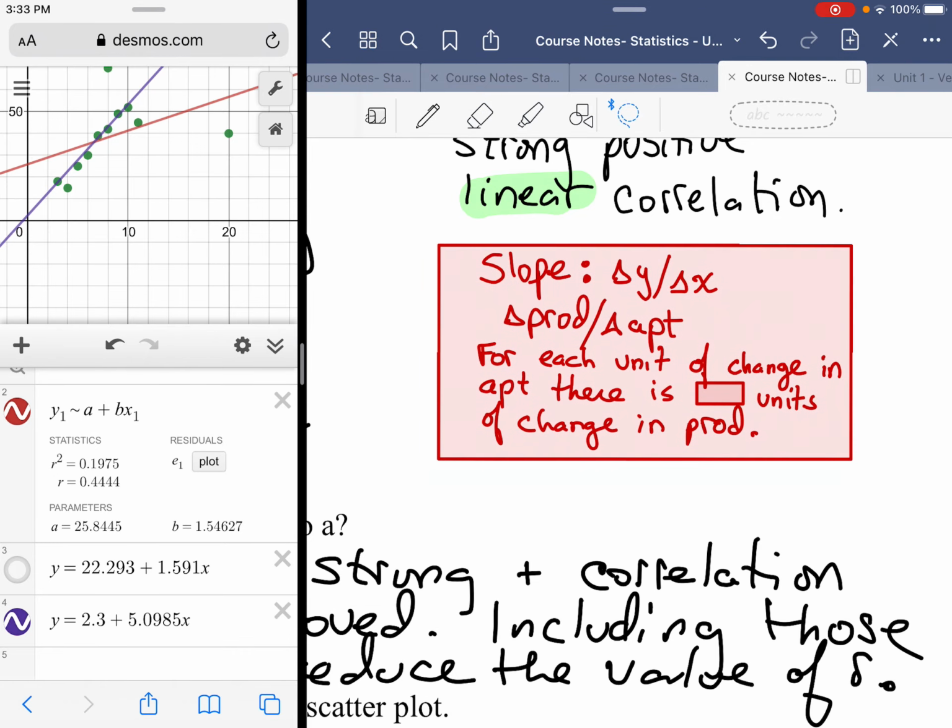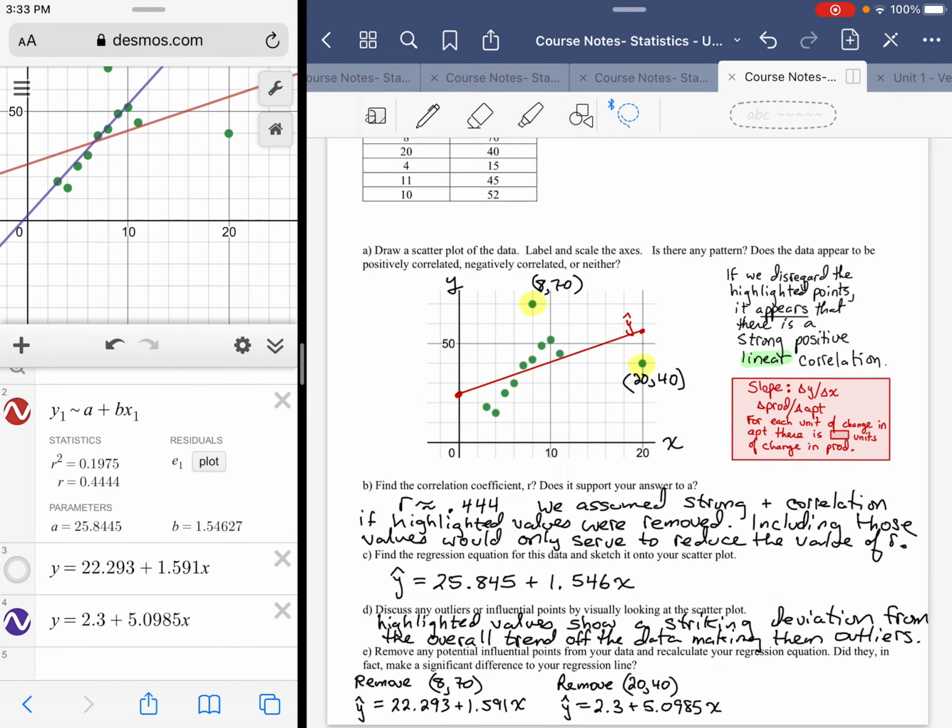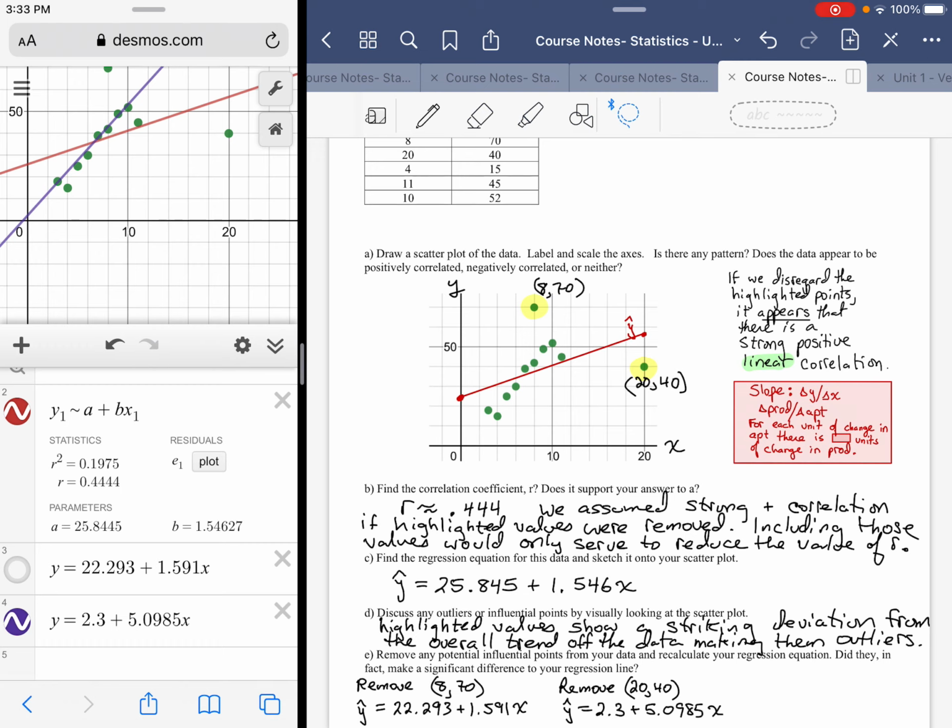This is the Luke Skywalker of the battle against the Empire, that is, this problem. For each unit of change in aptitude, there is blank units of change in productivity. That's what the slope means. Take whatever your y value is, that is the numerator in your slope, and whatever your x value is will be your denominator. But this is what the interpretation is.